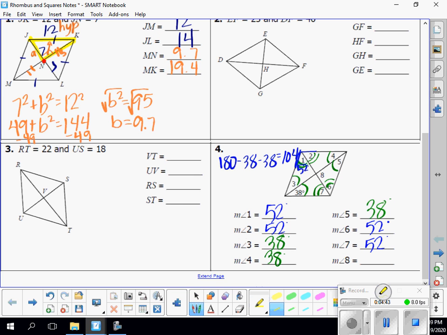To find 8, 8 is in the center. And what do we know about our diagonals? We know that they are bisecting each other, but also perpendicular to each other. So that means right here, we got a right angle at that intersection of our diagonals. So 8 would be 90 degrees. If you forget that, we could have gone into a triangle and subtracted away from 180 and gotten the same answer there. All right, go ahead and pause the video and try number 5 on your own.